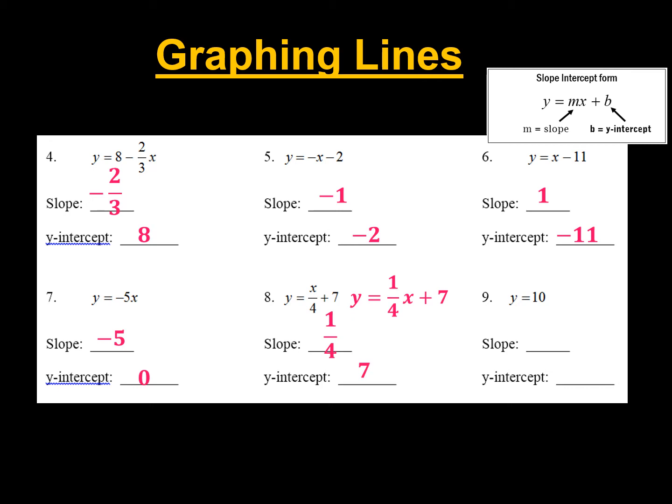Number 9 there, still in y equals mx plus b, but notice there's no x term, which means that the number in front of that x would have been 0. So the slope is 0 and the y-intercept is 10.